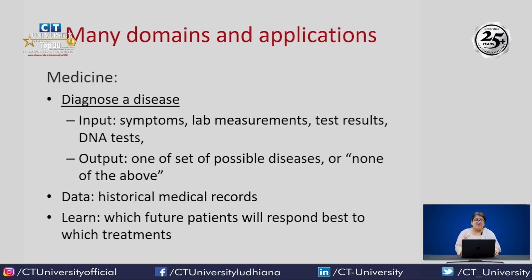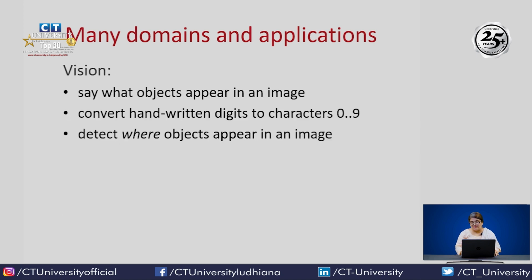Then the third thing is we take the data from historical records. Every time you put in such a record, input, symptoms, lab measurements, test results, our software gets trained on it: yes, with these symptoms this disease can happen, with these symptoms this cluster of diseases can happen. Automatically, this is known as the training part of the software, and our algorithm gets trained out of it. In this way the software learns which future patients will respond best to which treatments.